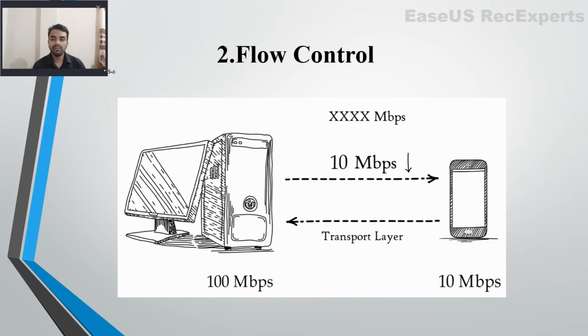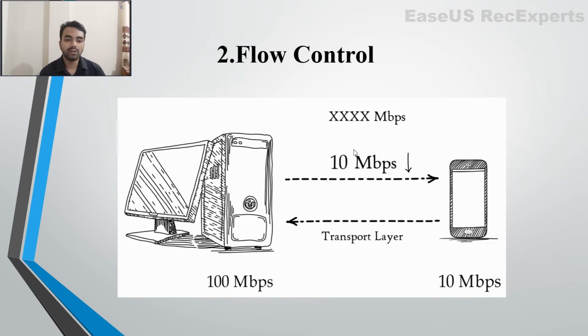And flow control. So what is flow control? Let's look at a server and a client. The client requests the server to send some data. The server broadband speed is 100 Mbps and the client speed is 10 Mbps. So with the help of the transport layer, the client can tell the server to reduce the transfer rate to 10 Mbps, so there is no lossy data transmission.